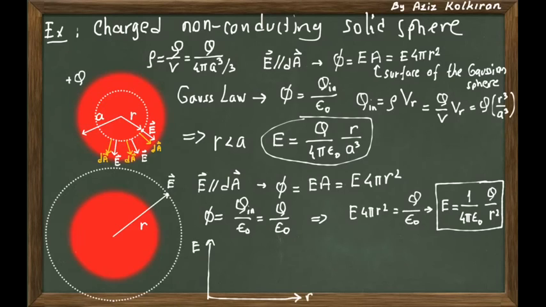If you draw the electric field strength with respect to r for this problem, then until r is equal to a, the electric field inside increases linearly as you move away from the origin, the center of the sphere. But right after the surface, the electric field drops as 1 over r squared. So this is the graph of the strength of the electric field for a non-conducting solid sphere which has a uniform charge distribution over the volume.